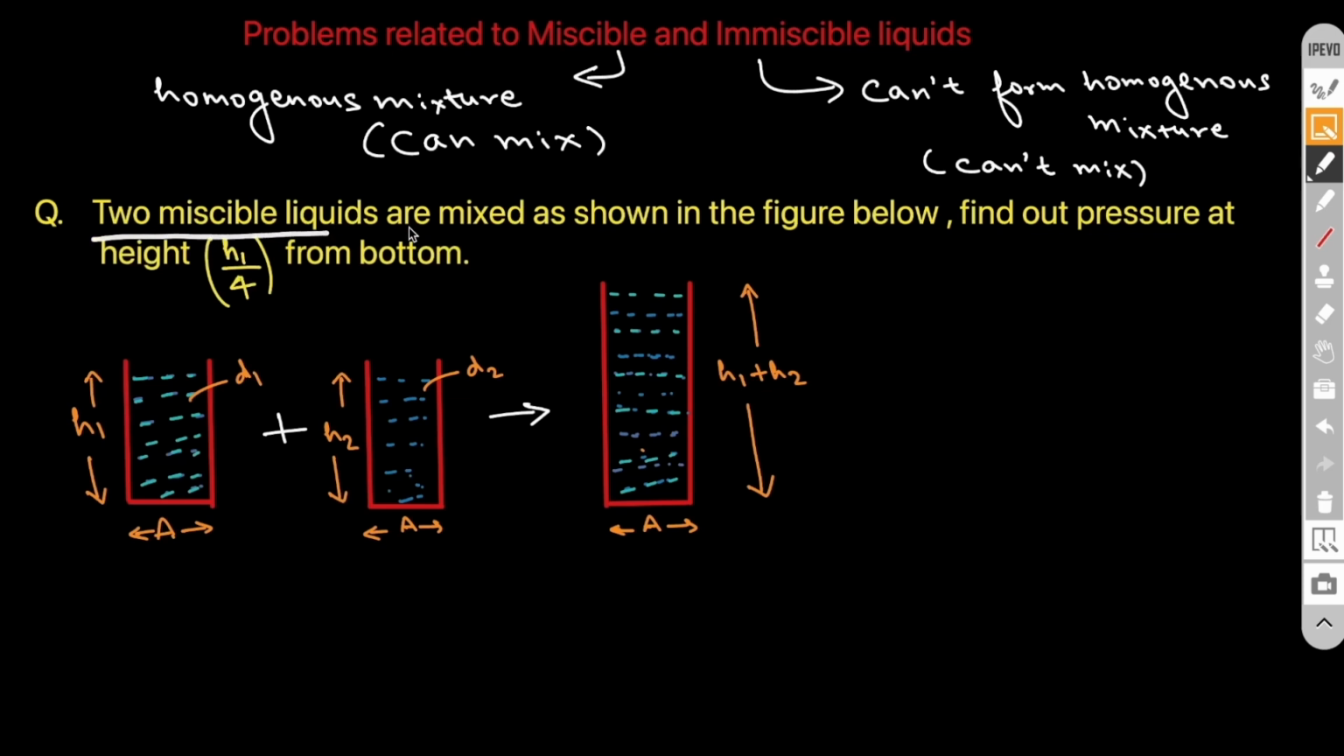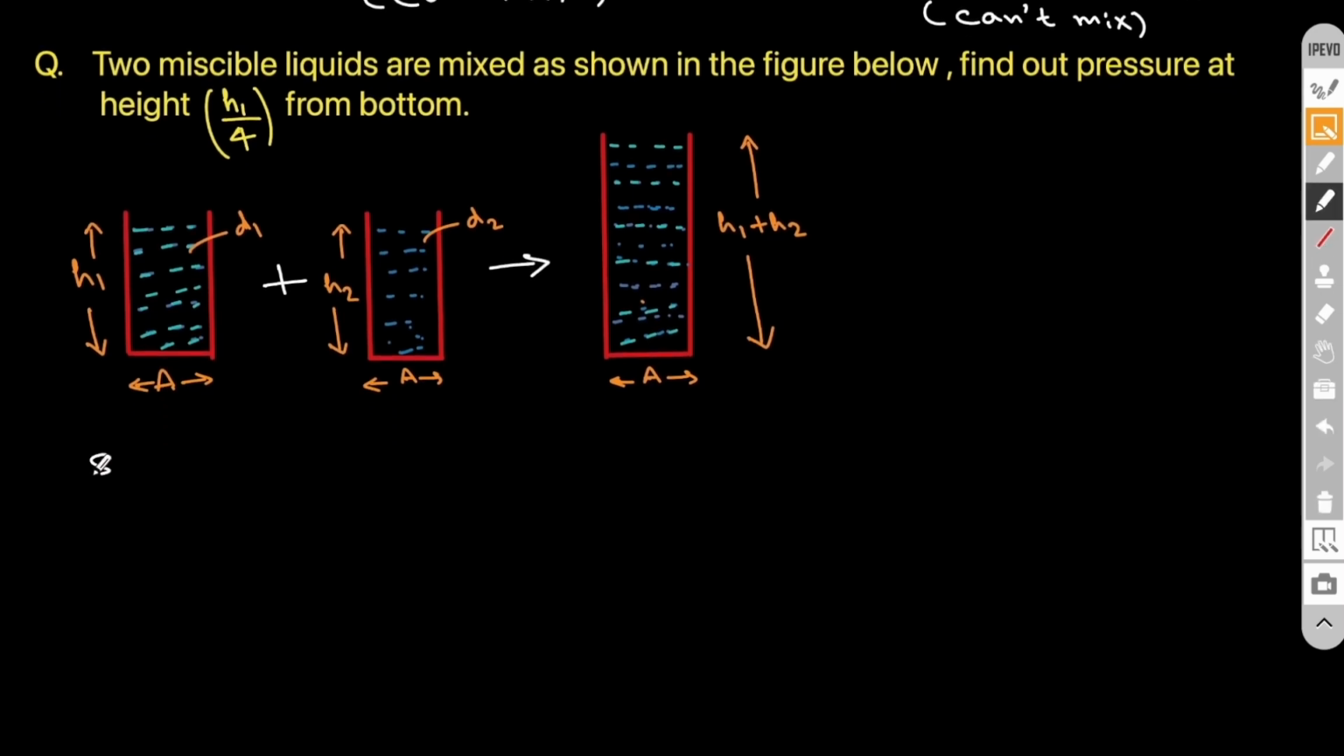Now we'll solve a problem. Two miscible liquids are mixed as shown in the figure below. Find out the pressure at height h1 by 4 from the bottom. So we have to find the pressure at height h1 by 4 from the bottom in the final container. So we'll write the solution here. Here we are given the dimensions of the first and second container, also the density of liquid in the first and second container, and for the third container let's assume the density to be d3, the area is A and the height is h1 plus h2. We have to find the pressure at height h1 by 4 from the bottom. So this is the point for which we have to find the pressure. This is h1 by 4 height from the bottom.